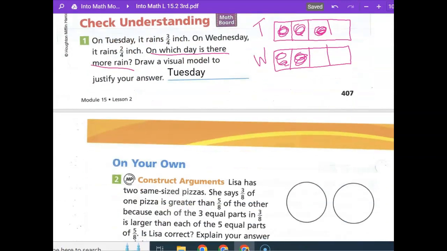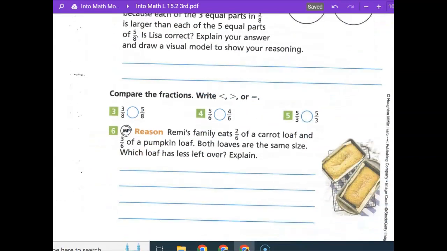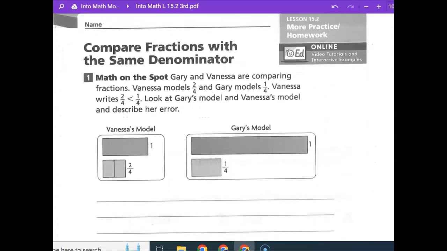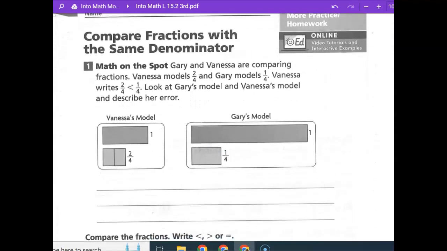Okay. We're going to skip the back today. We're going to go ahead and look at this number 1. It's got quite a bit of writing and I want you to understand what it says. Math on the spot. Gary and Vanessa are comparing fractions. Vanessa models 2/4 and Gary models 1/4. Vanessa writes that 2/4 is less than 1/4. Look at Gary's model and Vanessa's model to describe their error.